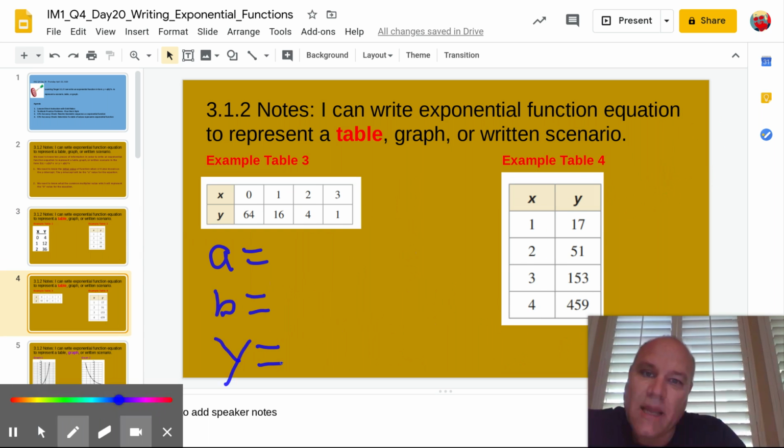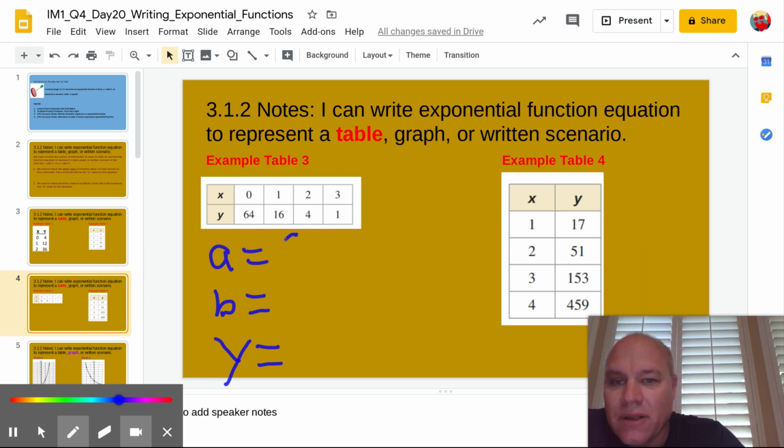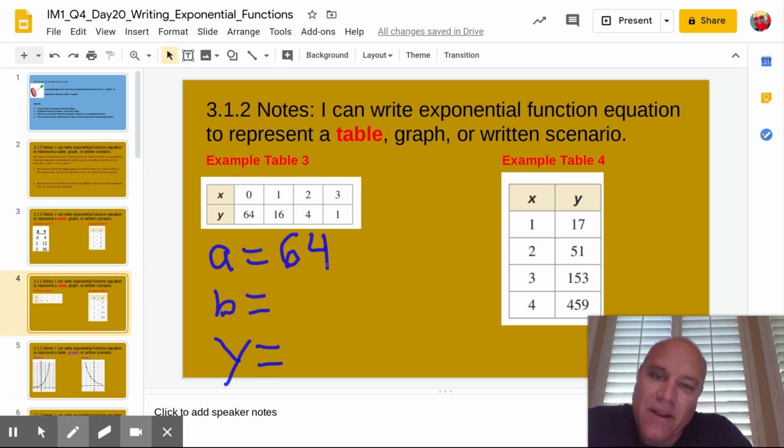Let's look at example number 3. We have a table, and this time I put the table horizontal versus vertical. Can we handle that? Sure we can. When x is 0, y is 64. Bingo, they gave us the y-intercept, so our a value is 64. Look at this one, it's not increasing like the others. This one's decreasing. It goes 64 to 16, 16 to 4, 4 to 1.